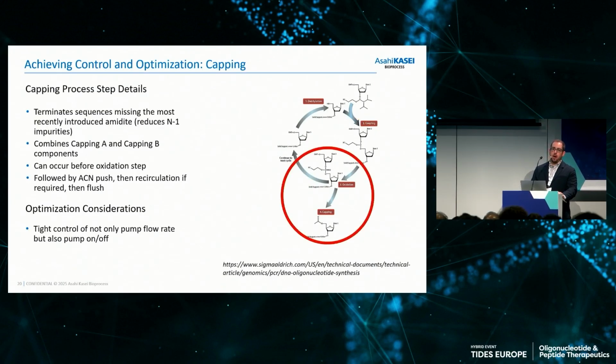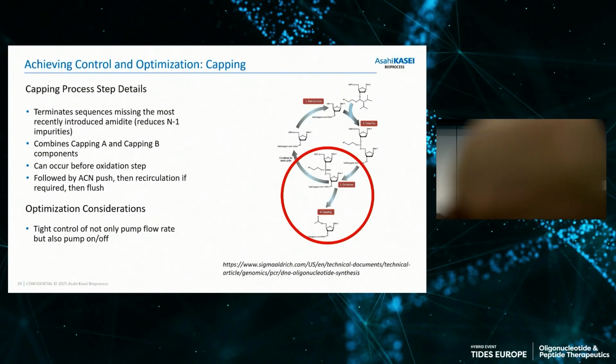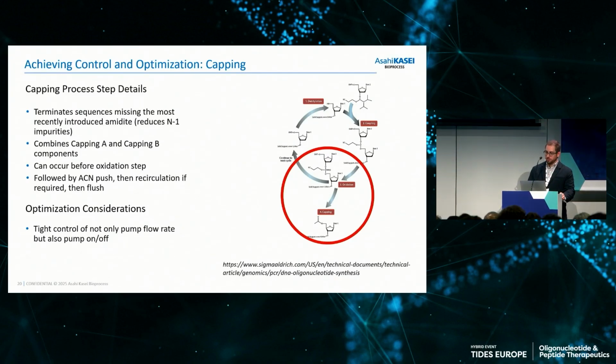And then finally, we have our capping. And again, there are some processes that have found a way to avoid capping, but the idea of capping is that you're introducing a capping A and capping B solution together at the same time. So again, we're going to use some of that strategy from our coupling step. And the capping is designed to terminate any sequences where that most recent base addition didn't take hold. And that will drastically reduce the number of N-1 impurities at the end of our synthesis.